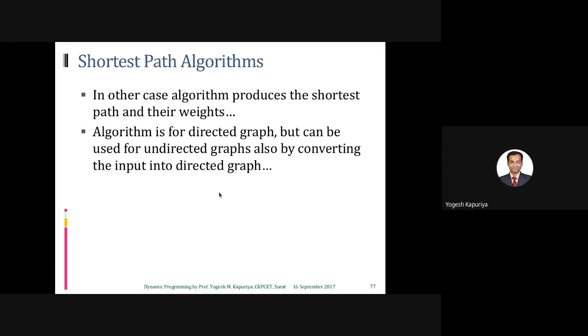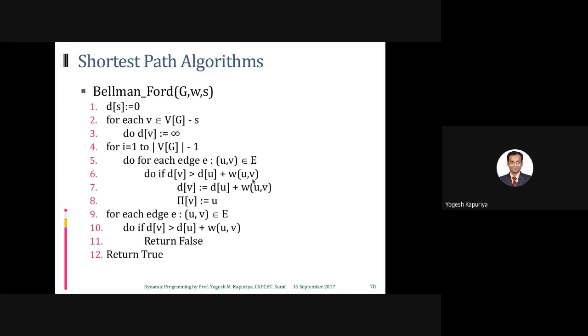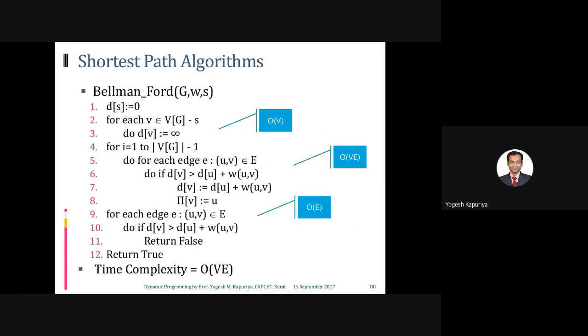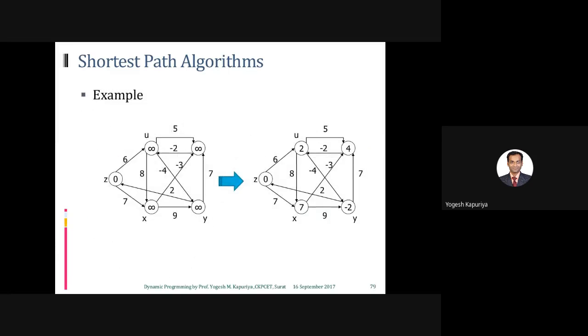As we know, this is for a directed graph, but it can also be used for an undirected graph as well. Obviously you need to convert the input undirected graph into a directed graph. Now, before we discuss the algorithm, let us understand it by an example.